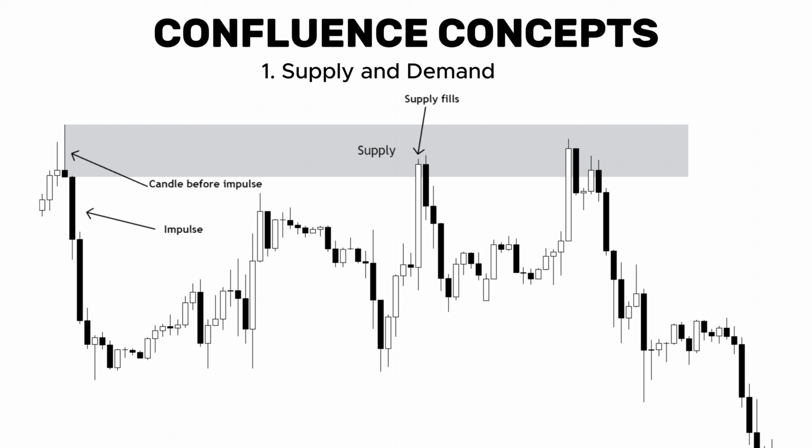On the supply zones, it has the same logic, just with the direction flipped. So the market makers or whatever institution heavily pushed this market to the downside has left some footsteps on the chart, and they are in the form of a supply zone.